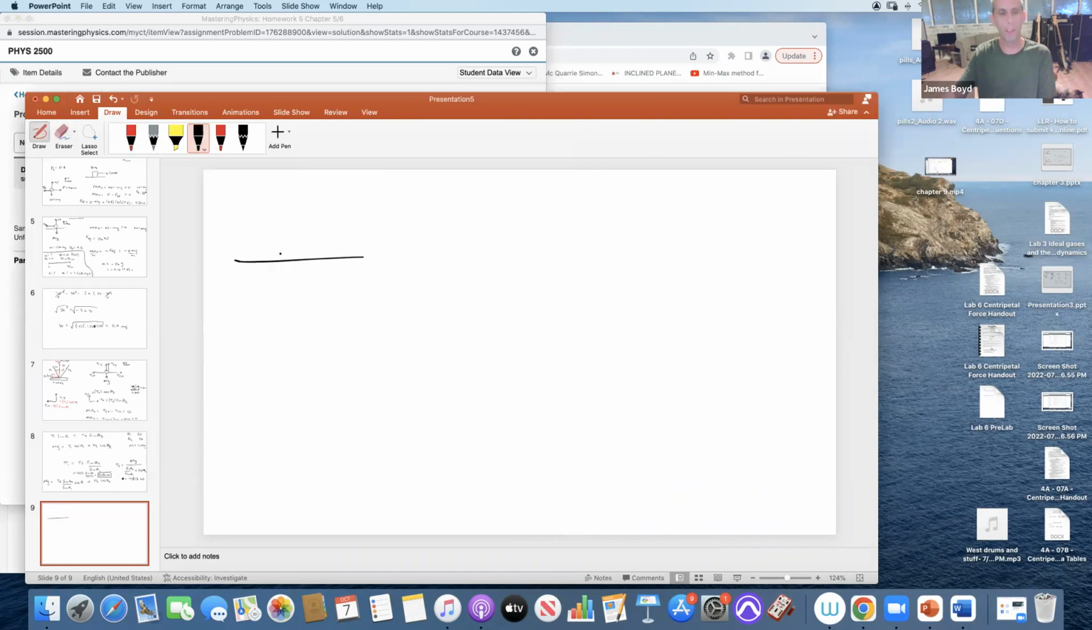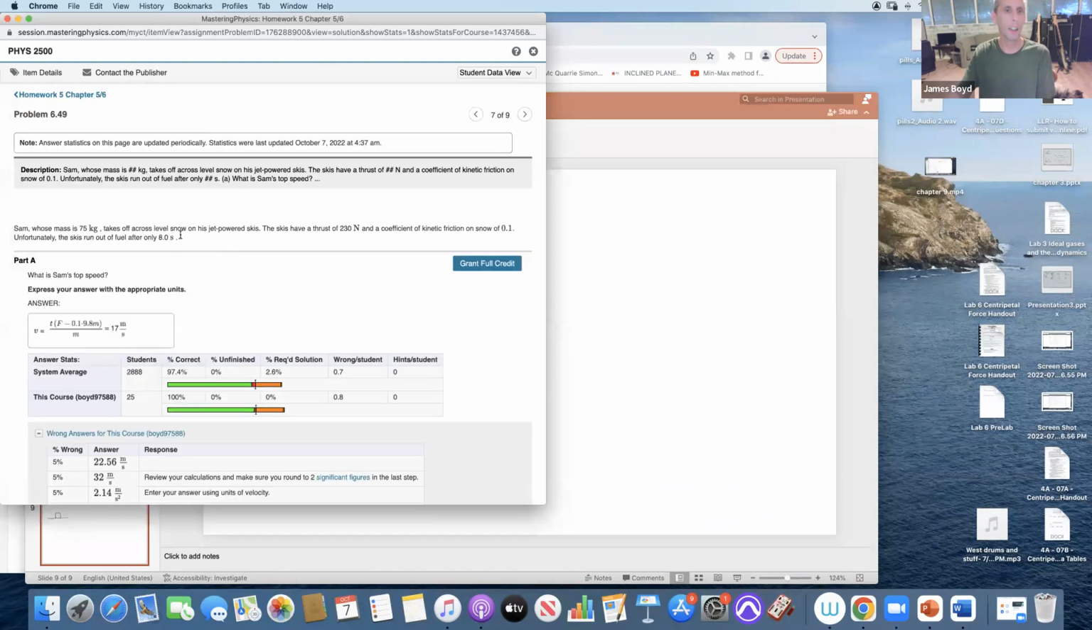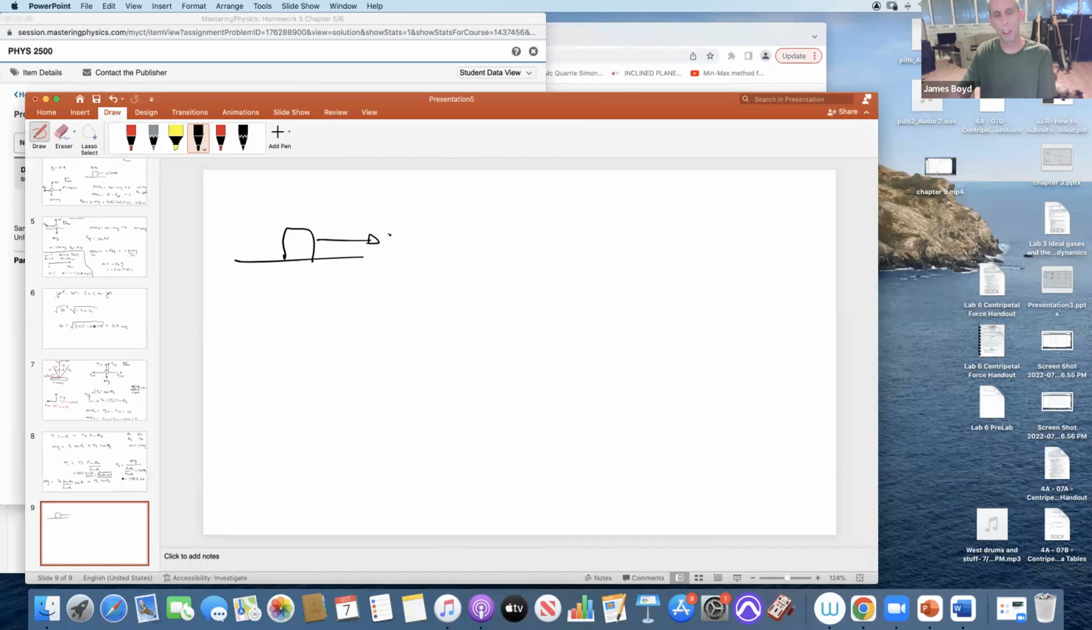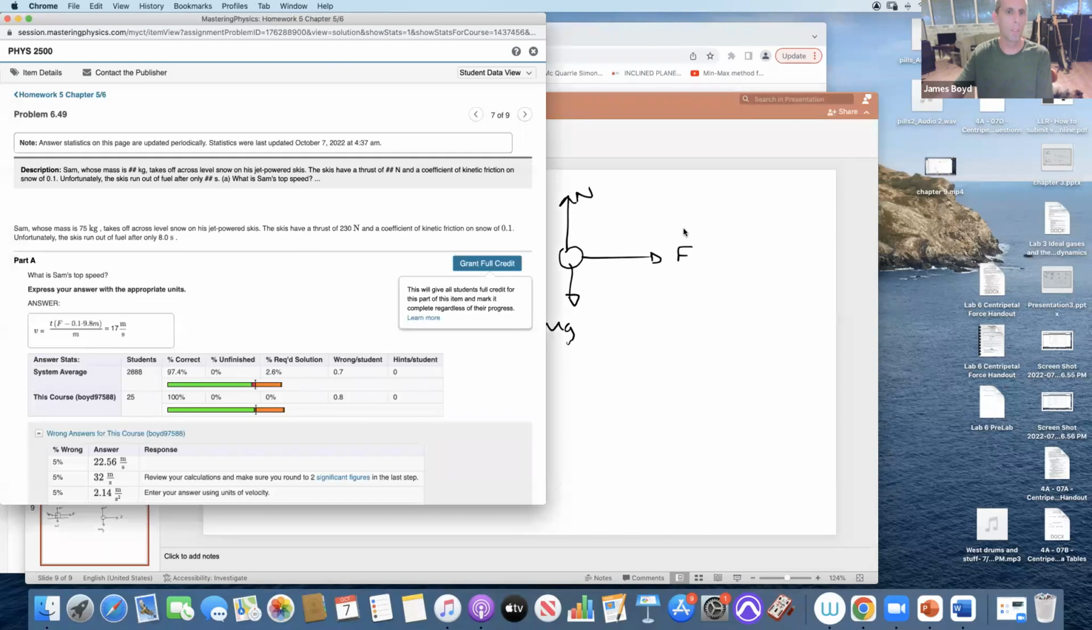The one thing that might throw you is this 230 newtons is a force pushing him that way. He's going to have a weight, he's going to have a normal force, and there's going to be friction. We're told that there's a kinetic friction. So there's going to be a friction force here. Now let's redraw this. N, our weight is mg. The force was 230 for me.